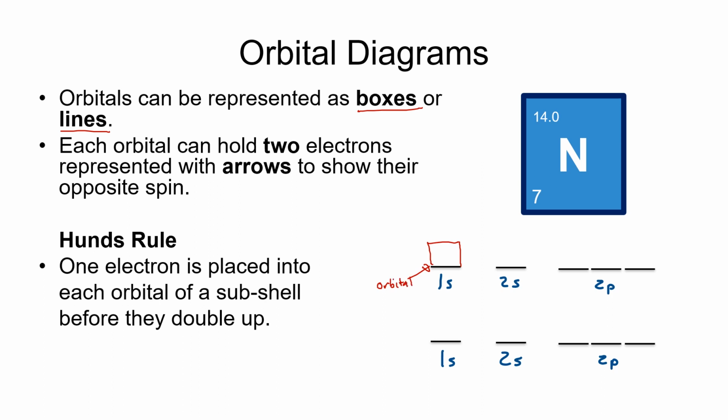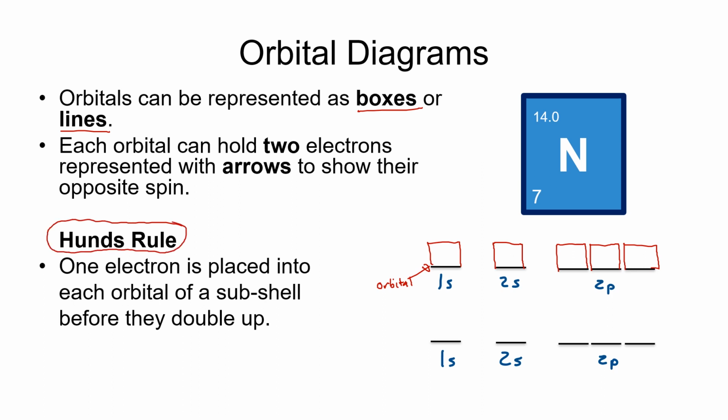And so S only has the one orbital. P has 3 orbitals, right? So you have 3 boxes. And these would have 5 and so forth, right? You can use the boxes or you can use the lines. Either way is fine. And then one pattern that electrons follow for the most part is called Hund's rule.